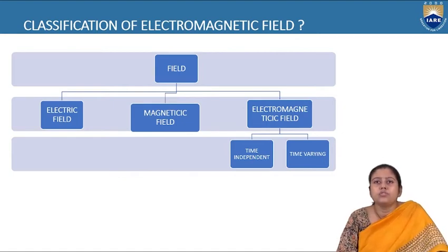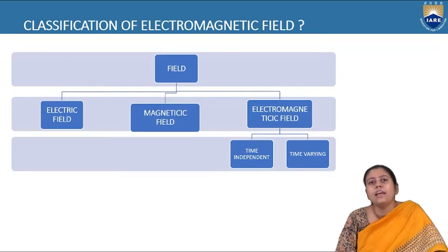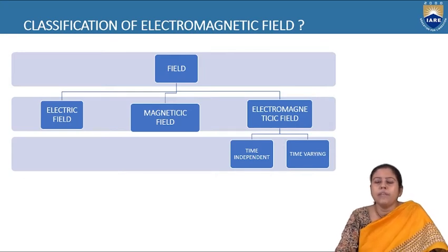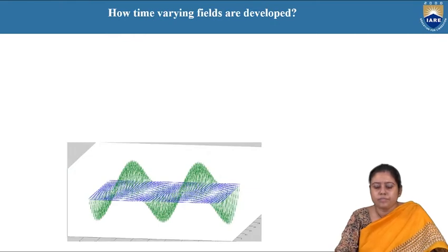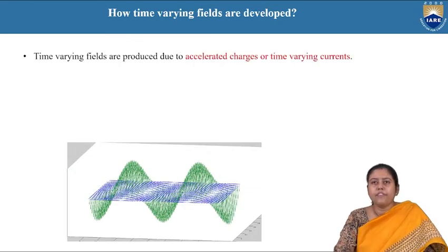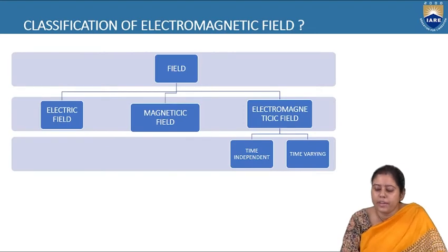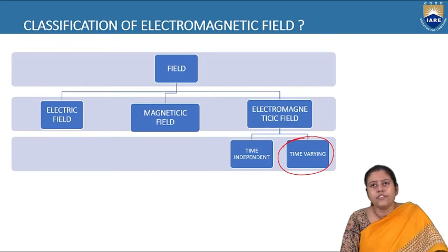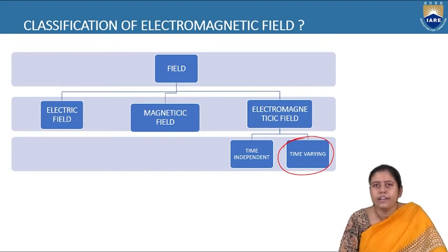And the electrical field is of two types. One is time independent. If the source is DC, or one directional current, we can say this is a time independent field. And what is the time varying field? If the source is AC, the current is changing, the flux is always changing with time, we can say it is the time varying field. Today our main discussion topic and concentration is the time varying field.